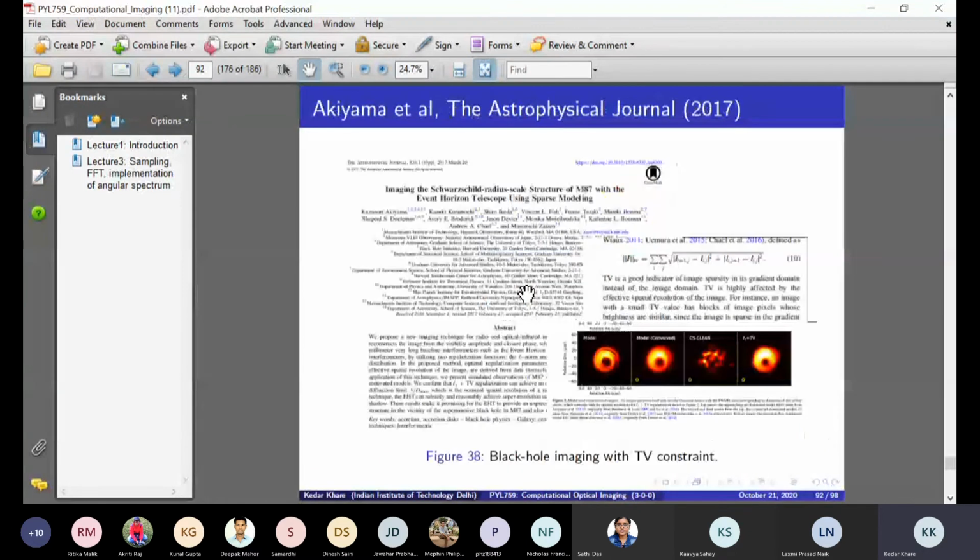And you can see the title of this paper. This is in Astrophysical Journal. Kazuo Akiyama is kind of a leader in this area right now. He has played a very important role in these reconstructions. So the images that you saw, they actually were reconstructed via some algorithms that Akiyama developed. But if you look at the title of the paper, it is imaging the Schwarzschild radius scale structure of M87 with Event Horizon Telescope using, you see the word sparse modeling.